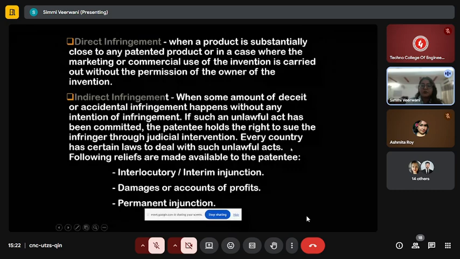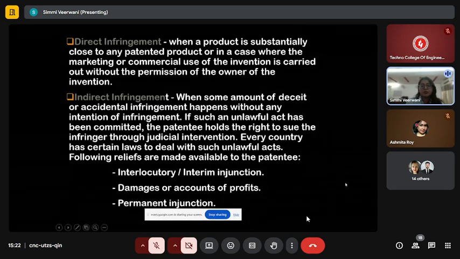The patent owner has the right to sue the infringer through judicial intervention. Every country has certain laws to deal with such unlawful acts. In India, if there is any patent infringement, there can be an interim injunction, damages or account of profits, and a permanent injunction. The person can be asked to completely stop using the process or mechanism that is leading to the infringement of the patent.